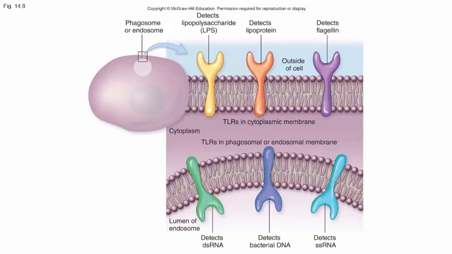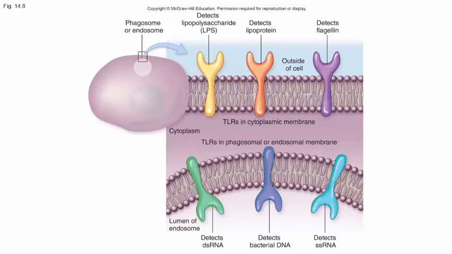PRRs also monitor the cell cytoplasm. Sorry about that. PRRs monitor a cell's cytoplasm. There are receptors monitoring the cell cytoplasm, and here's the deal. There are several types. The RIG-like receptor, the NOD, N-O-D-like receptor. RIG-like receptors are cytoplasmic proteins that detect viral RNA.